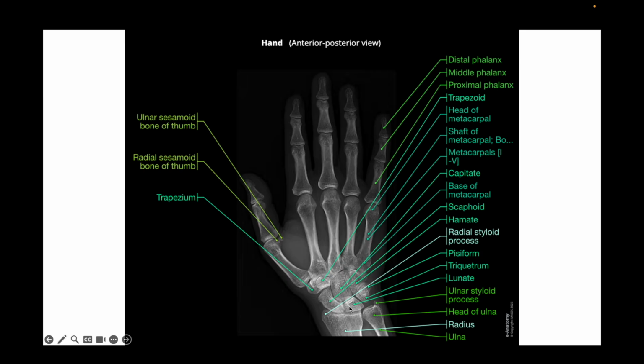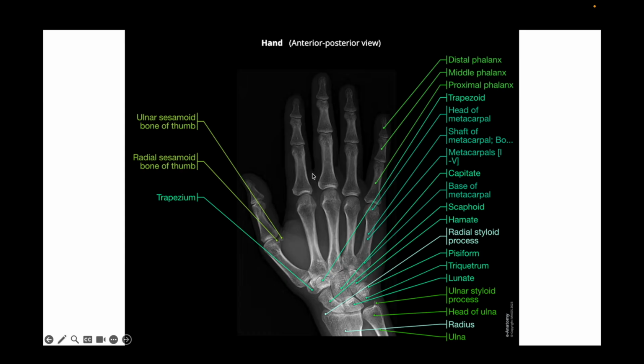So scaphoid, lunate, triquetrum, and then underneath that, volarly, you have your pisiform. Trapezium is under the thumb, trapezoid, capitate, and then hamate. And then you've got your metacarpals here, your phalanges here.